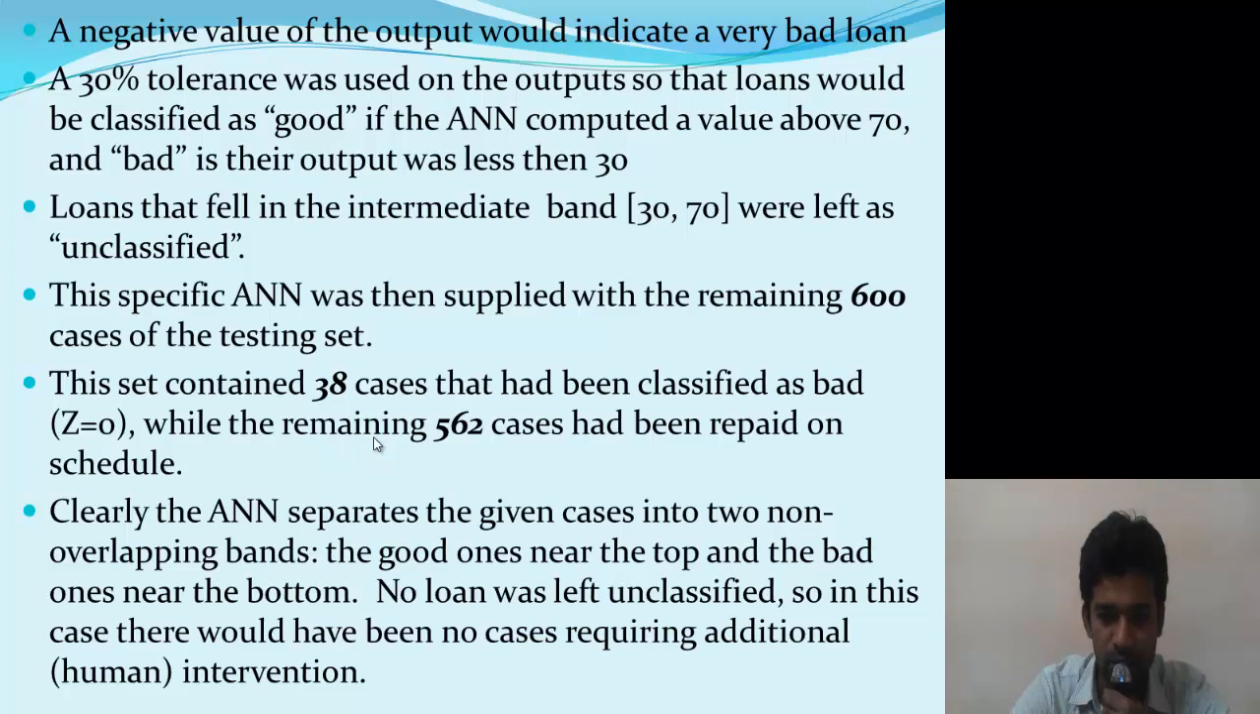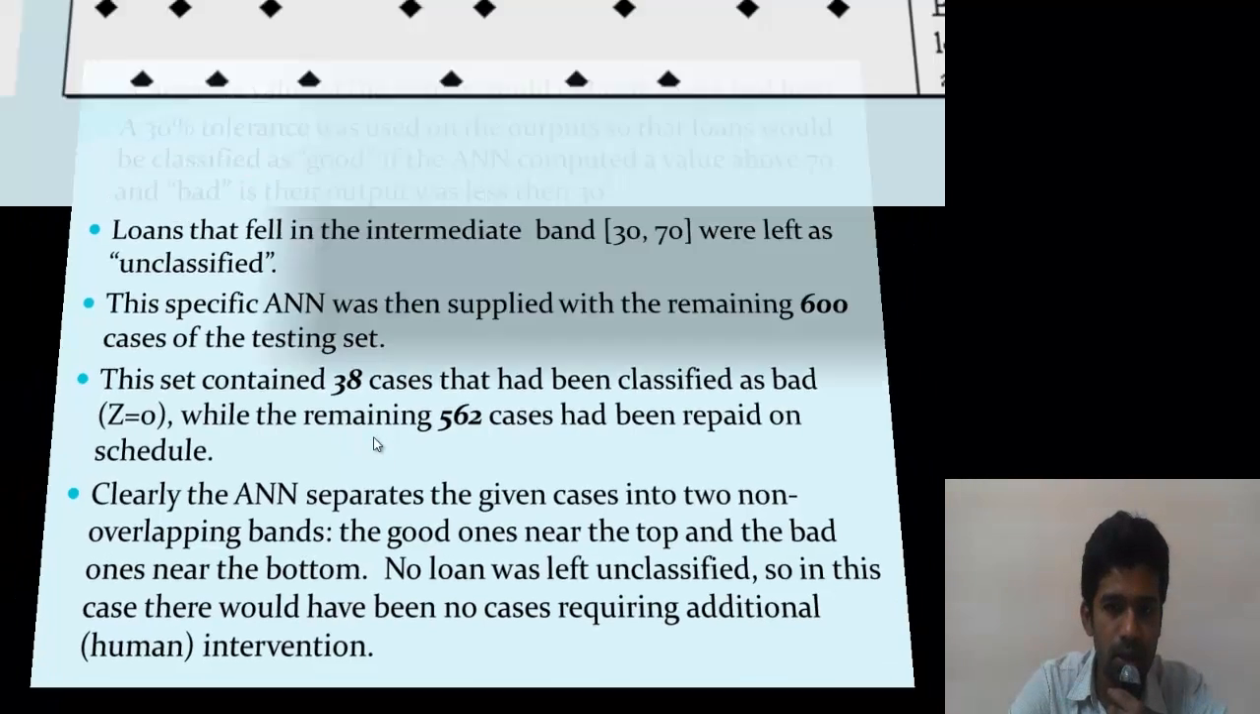Clearly, the artificial neural network separates the given cases into two non-overlapping bands, the good ones near the top and the bad ones near the bottom. No loan was left unclassified, so in this case there would have been no cases requiring additional human intervention. By using this artificial neural network, the allotment of loans could be made very easy depending on the repayment capacity of the individual. Now let us take a look at the diagram of the test case used.